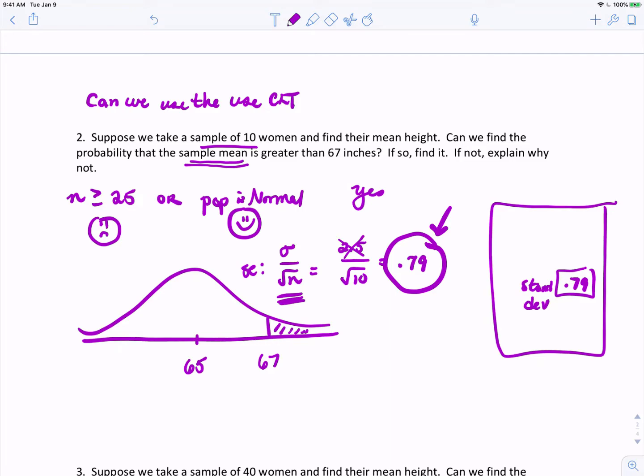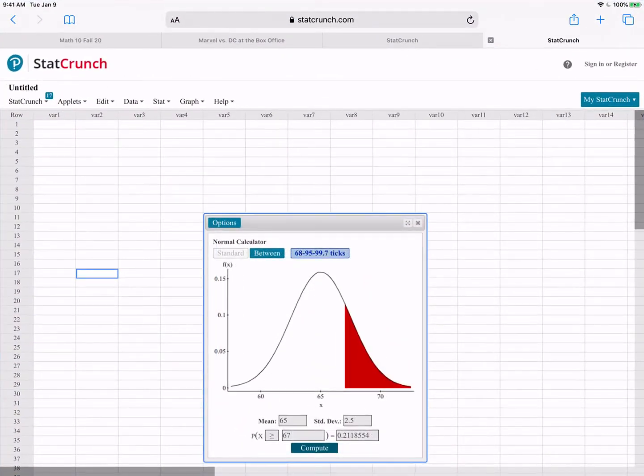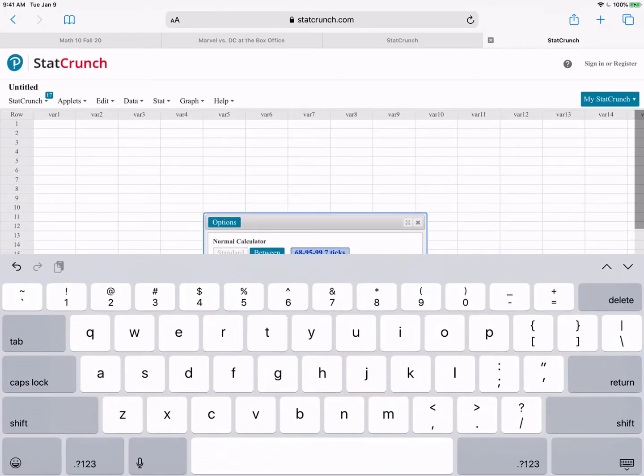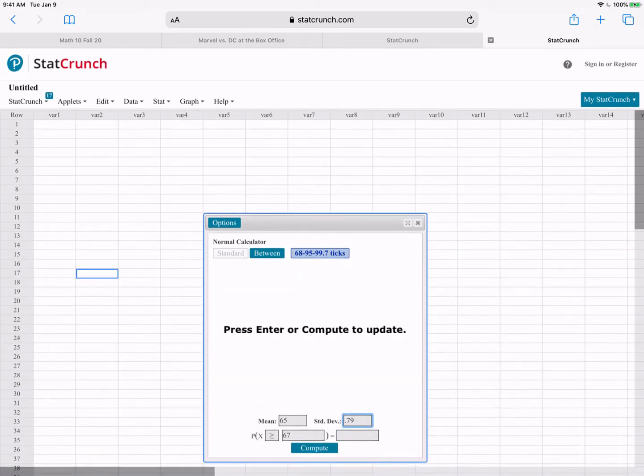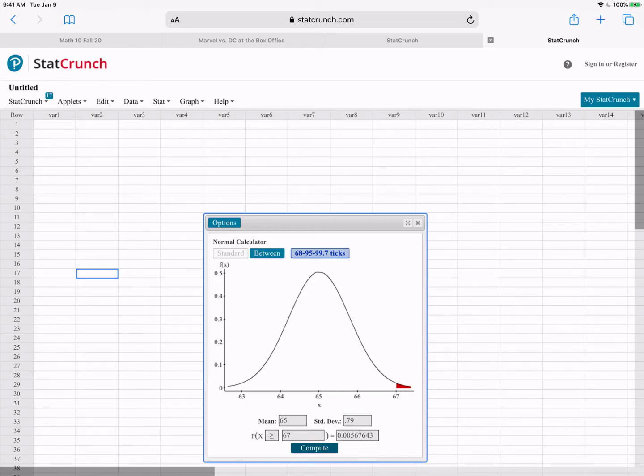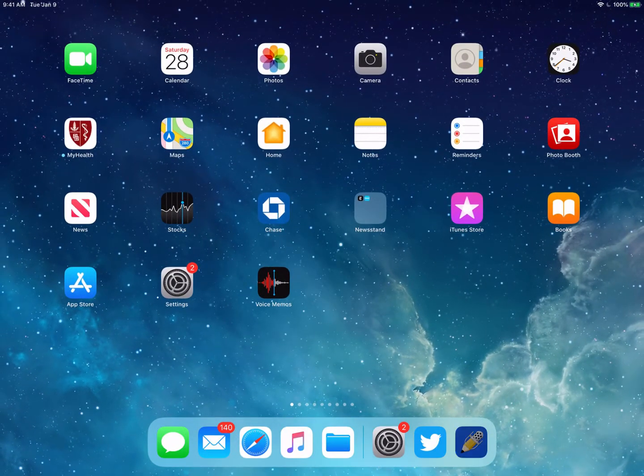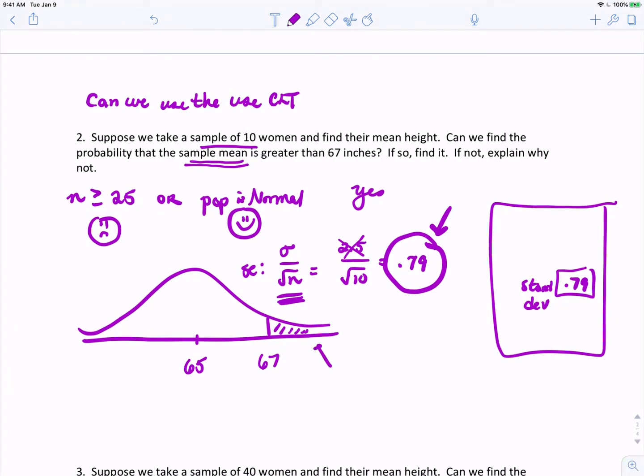So let's go ahead and give that a try. Notice everything is the same, but the standard deviation of this distribution is not 2.5, it's 0.79. We're still looking for the probability of a mean greater than 67 inches, and that goes all the way down to 0.6%, or 0.006. So it's very, very unusual to take a sample of 10 women and have an average height greater than 67 inches.